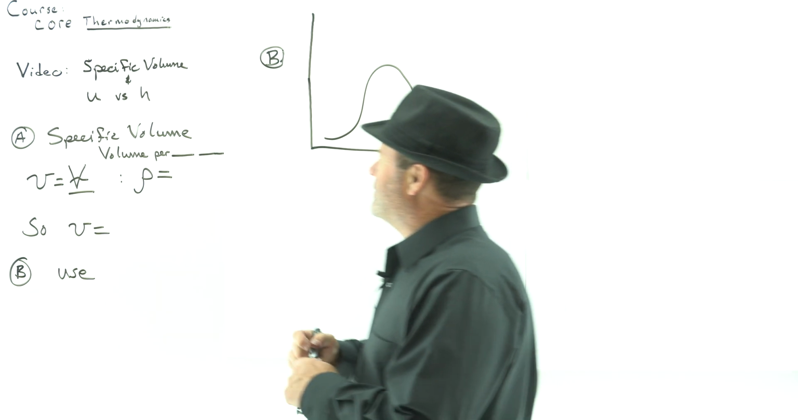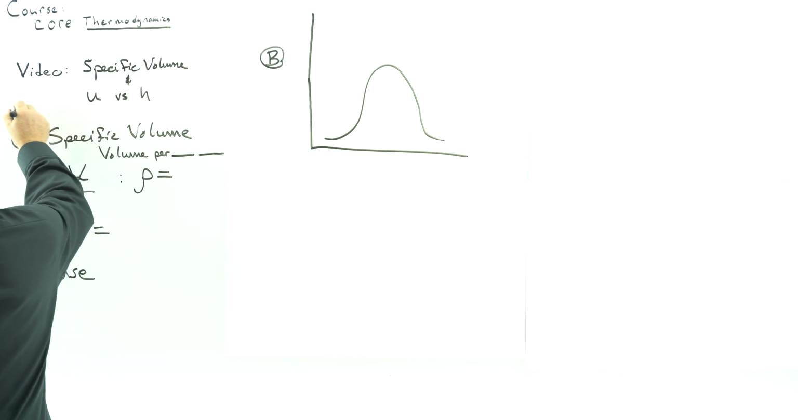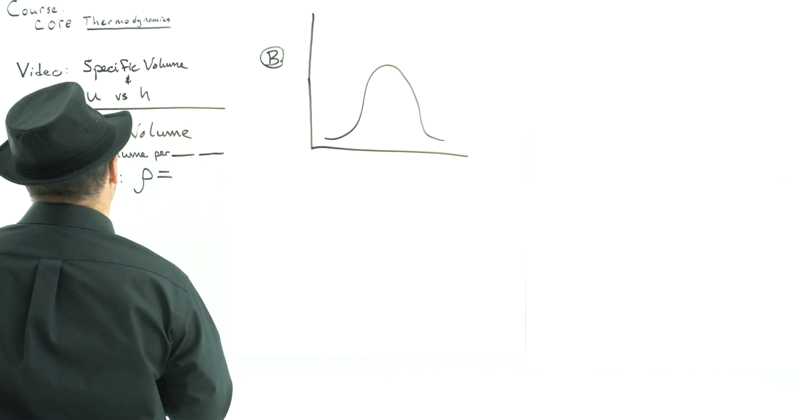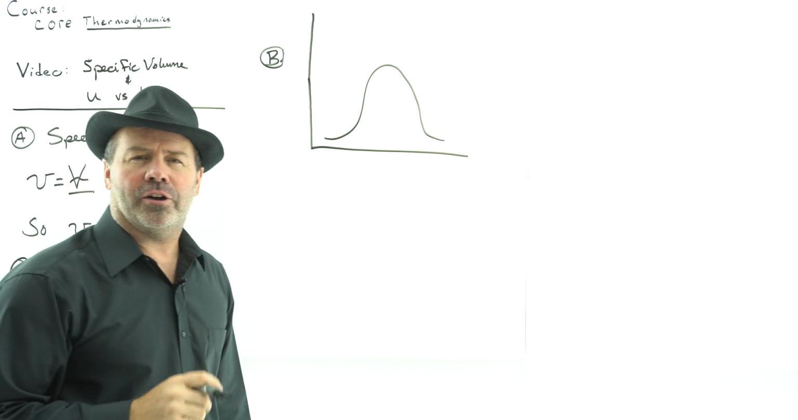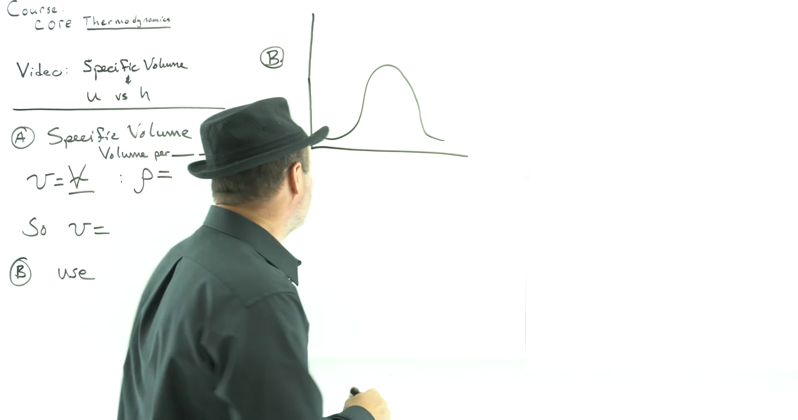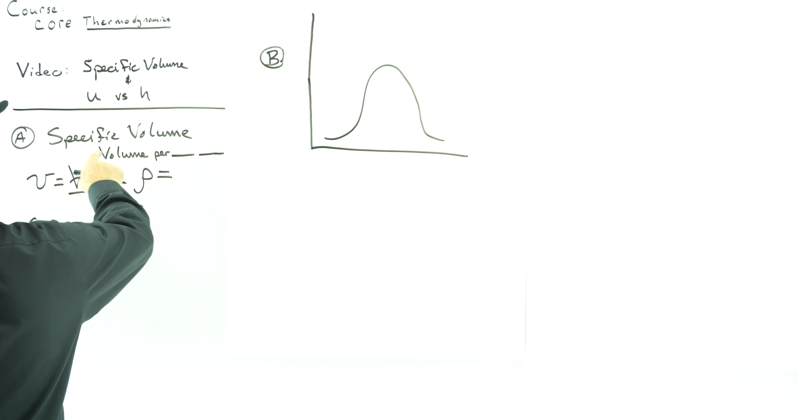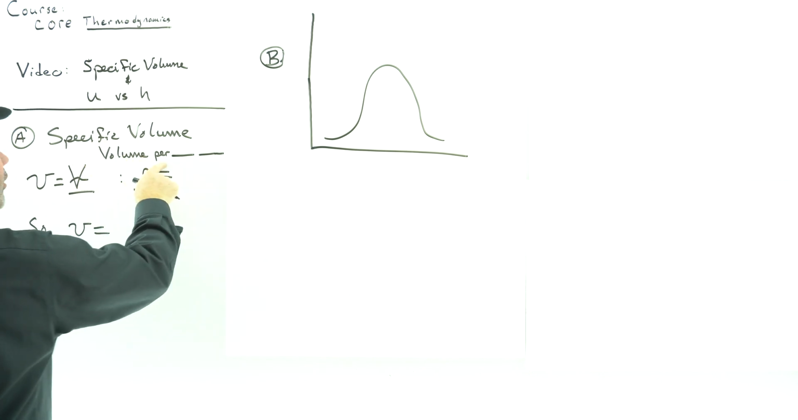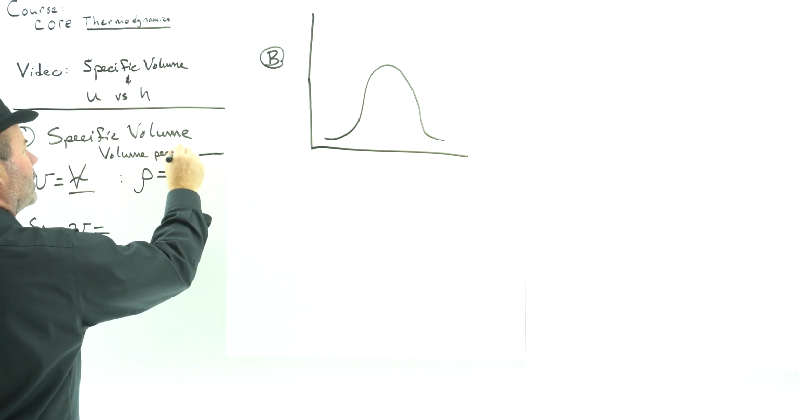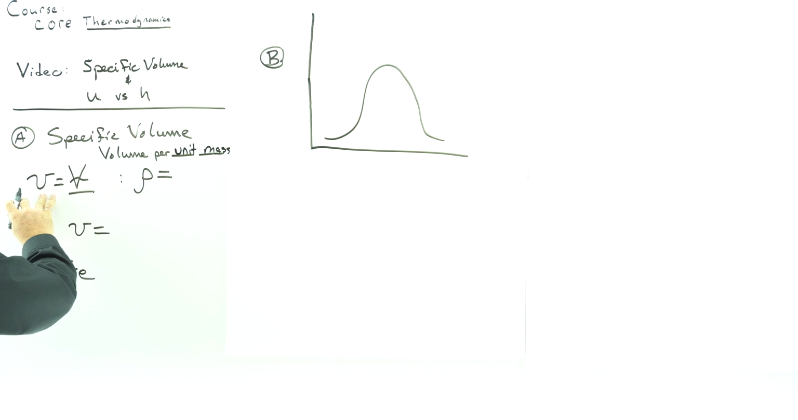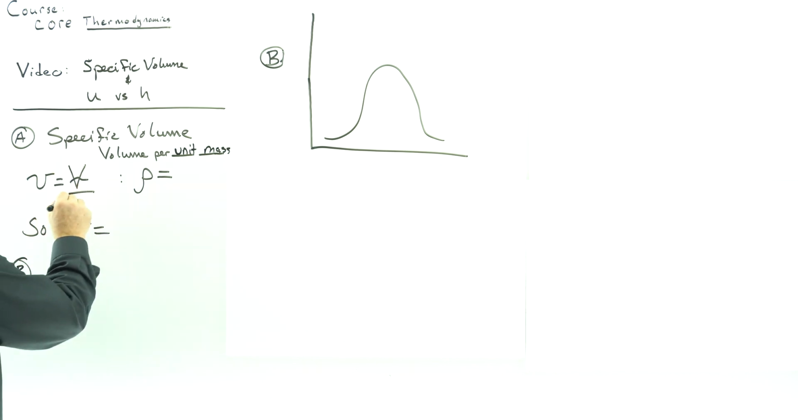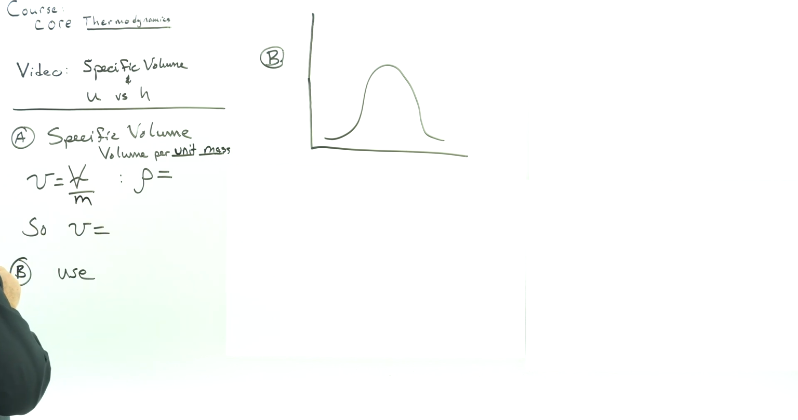Let's see, the name of this video is specific volume and U versus H. Now we've heard a little bit about specific volume, but let's call it out directly here. The first is that specific volume is volume per, what does specific mean again? Per unit mass. Or specific volume, little v, is volume, big V, over m.